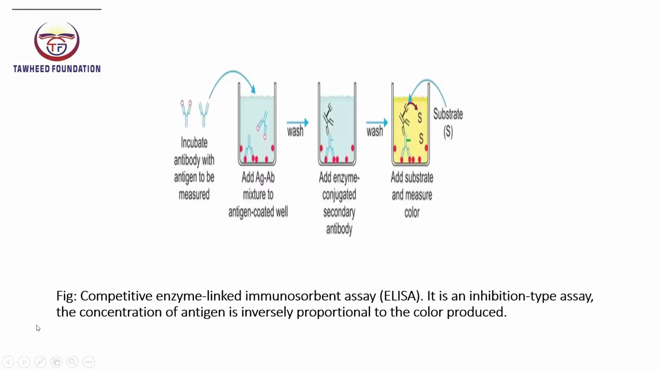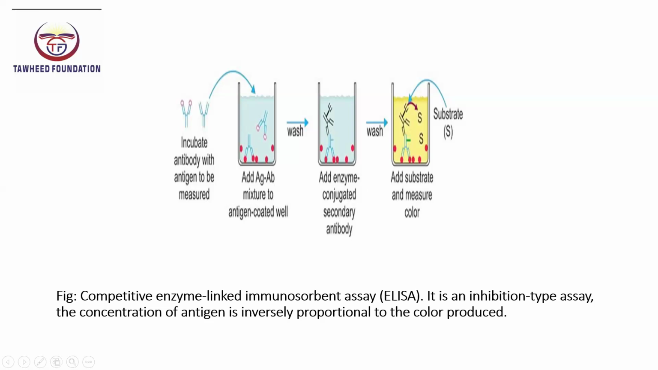So this figure of competitive enzyme linked immunosorbent assay, the competitive ELISA diagram, depicts a situation where an antigen in the test sample competes with plate-bound antigen for a limited number of antibody binding sites. Initially, a fixed amount of enzyme labeled antibody is mixed with the test sample containing unknown antigen concentration. This mixture is then added to wells coated with the same antigen.